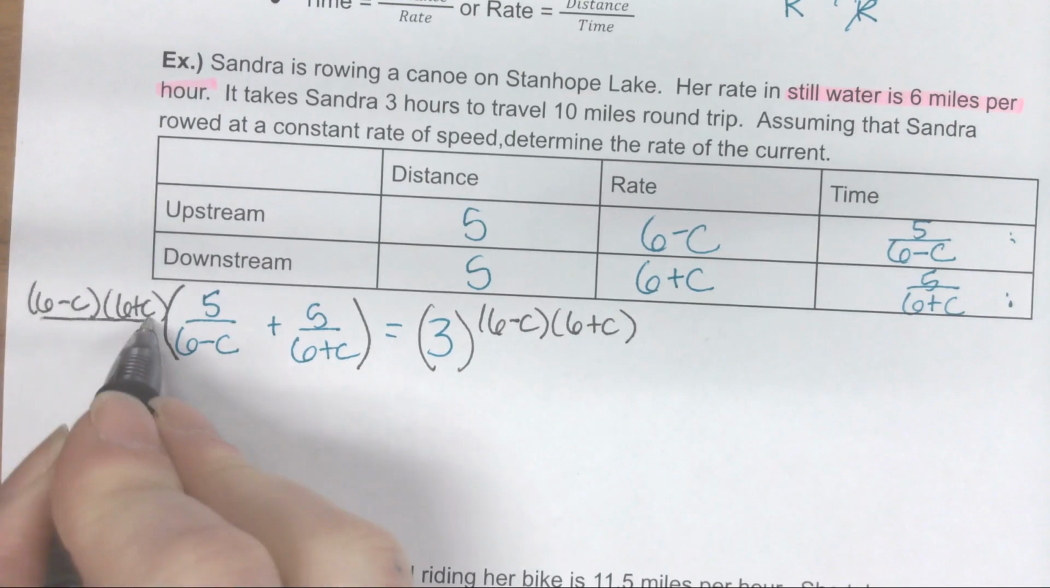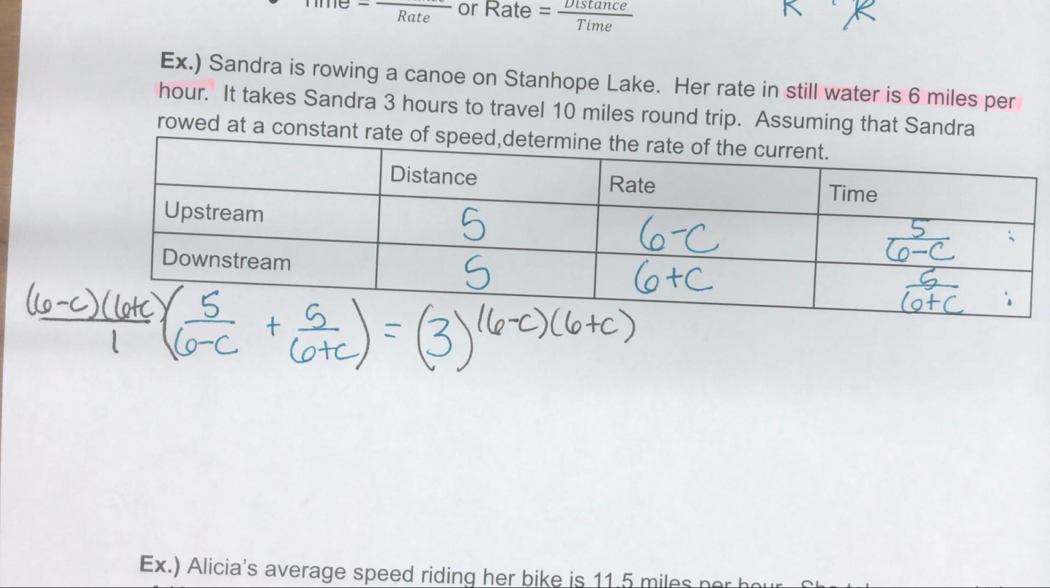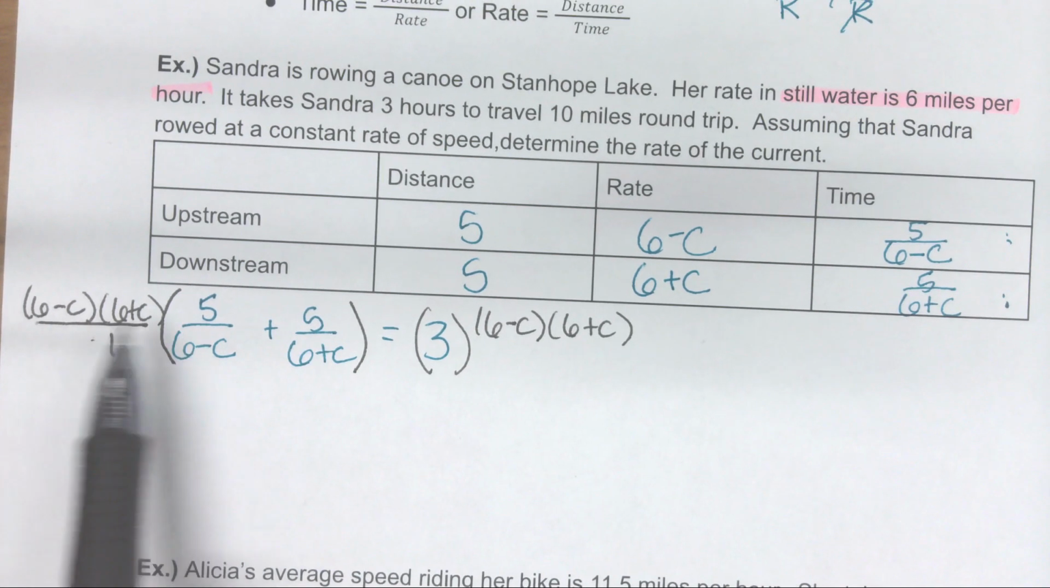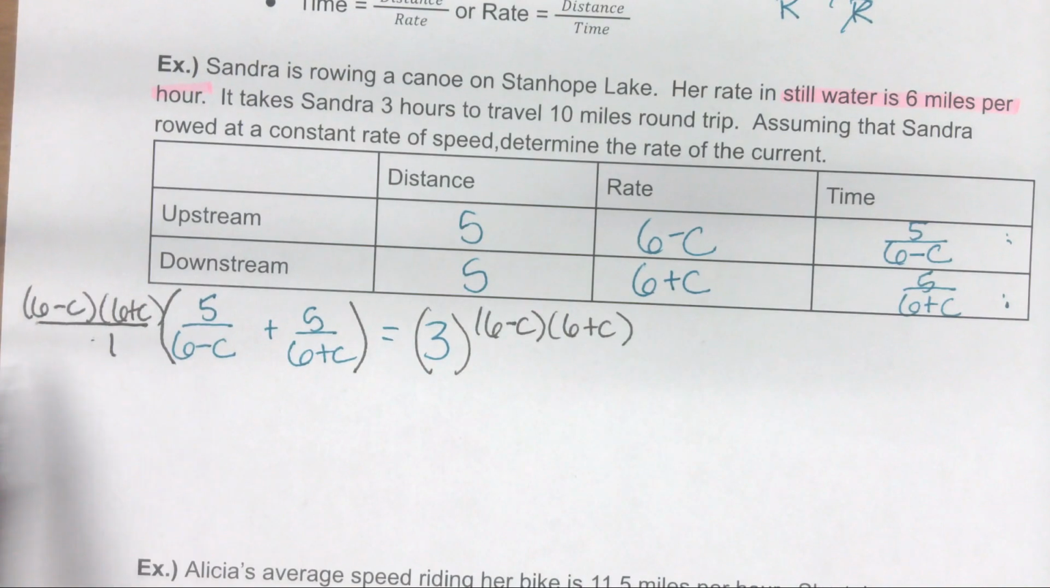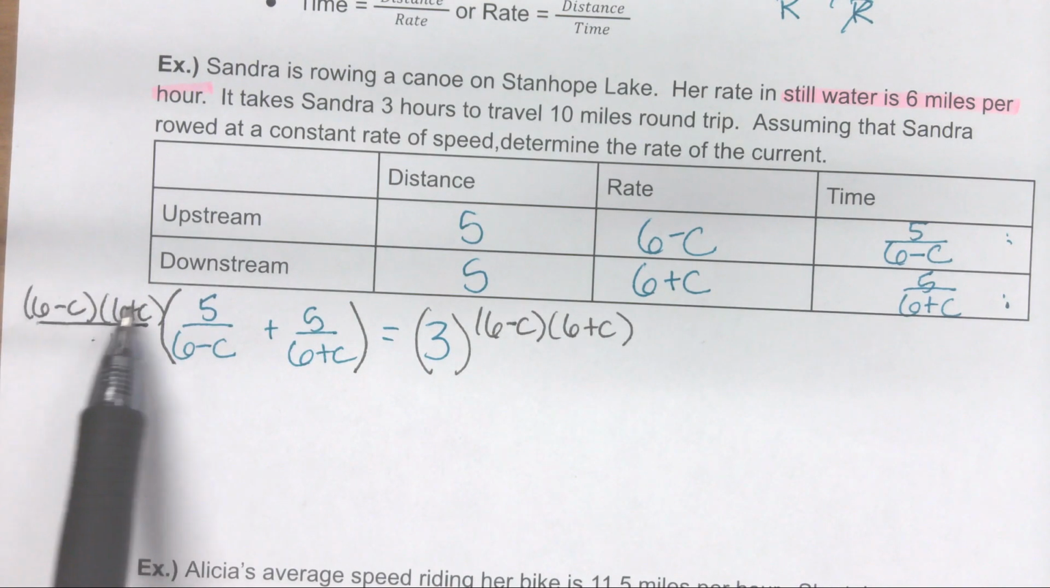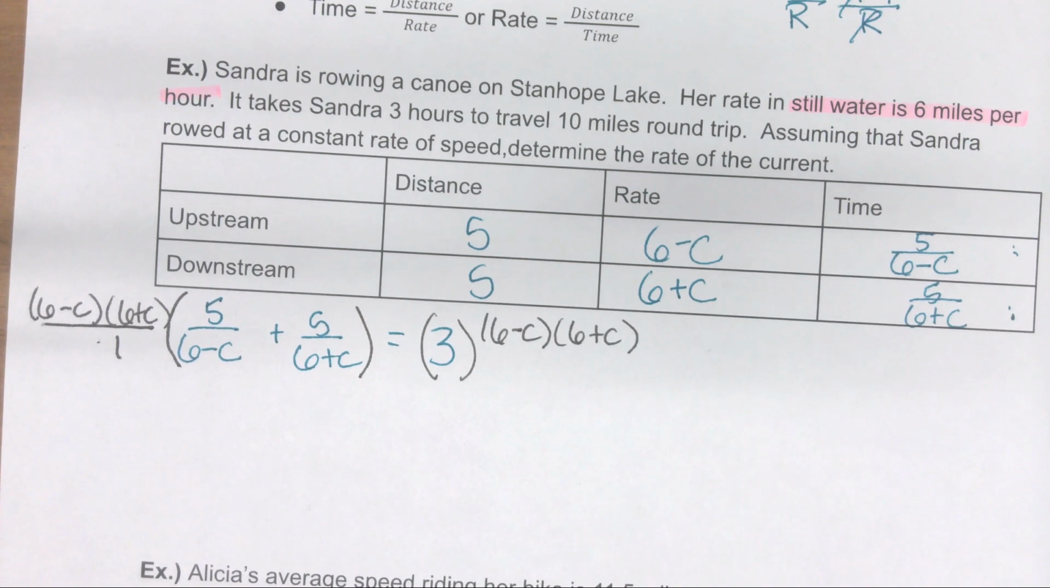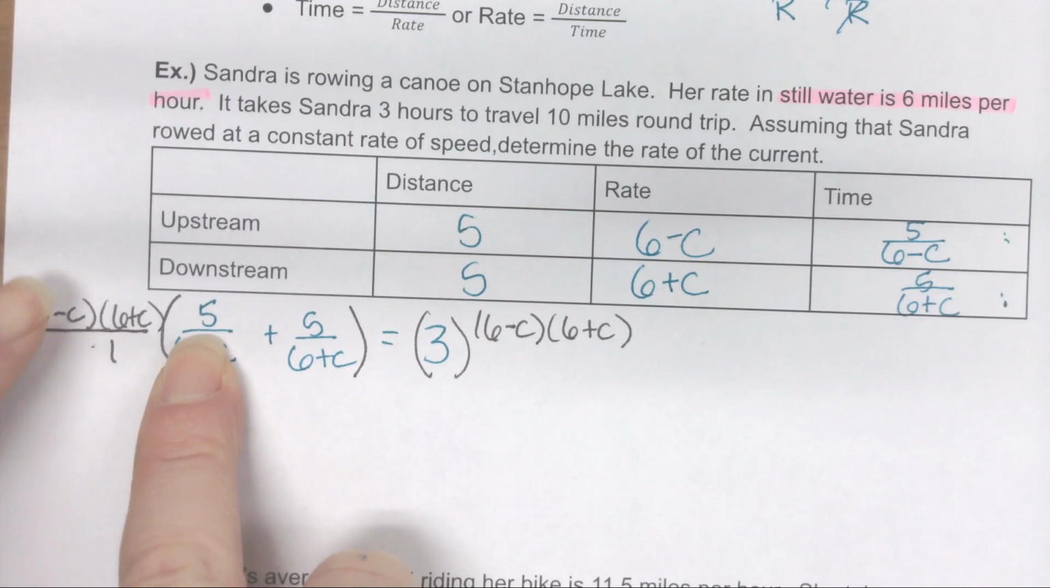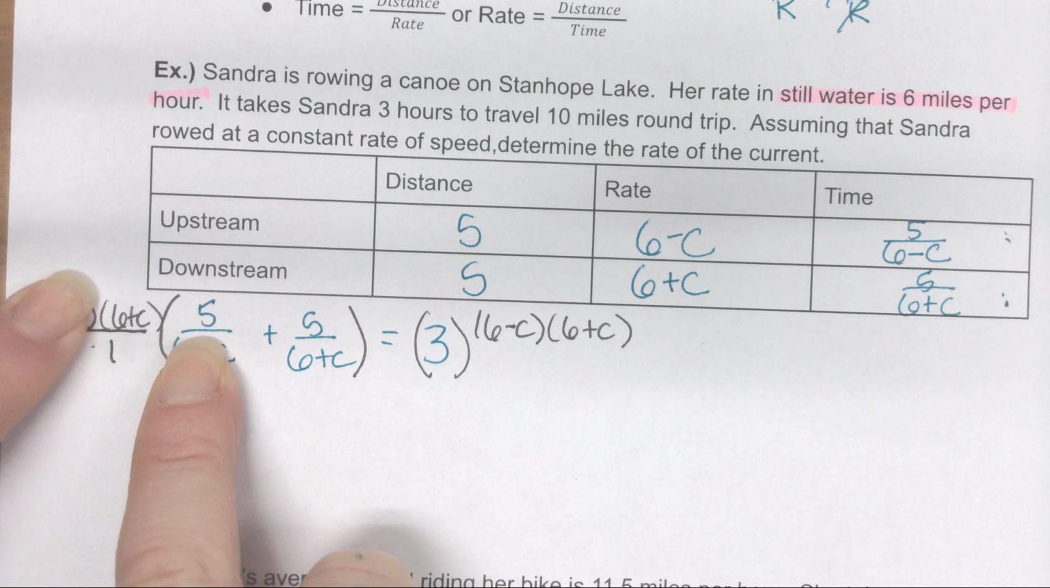I'm going to just use my fingers to cover up things. If you need to rewrite things, write them out. We're going to multiply these two together. Okay, see the ones right next to each other? There's 3 things on top, 1 thing on the bottom. Would you agree that the 6 minus c's cancel? I'm going to cover them up with my finger.